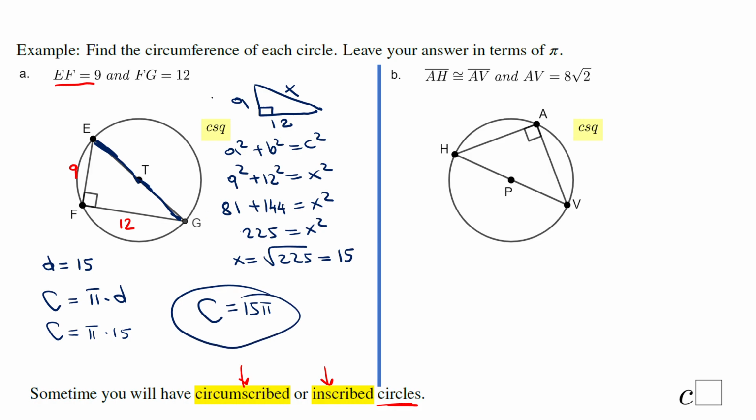Very important, if you remember, this is a special, this is what we call a Pythagorean triple, 9, 12, and 15. If you remember that, that will be even faster. Let's take a look at the second problem, very similar.